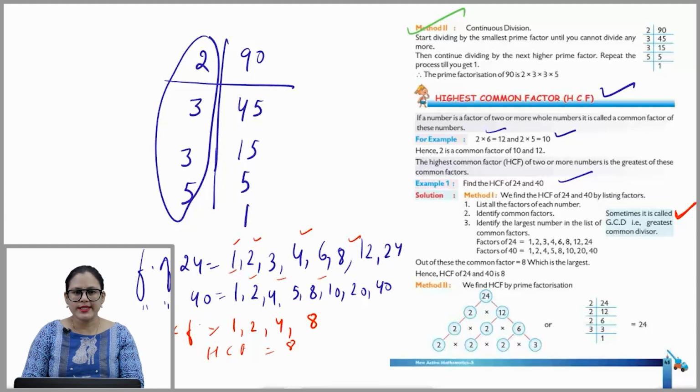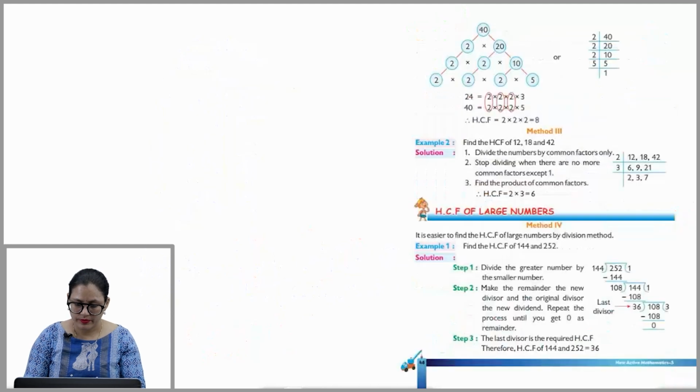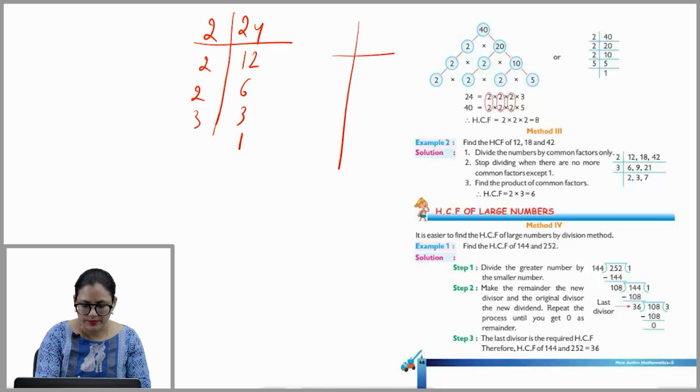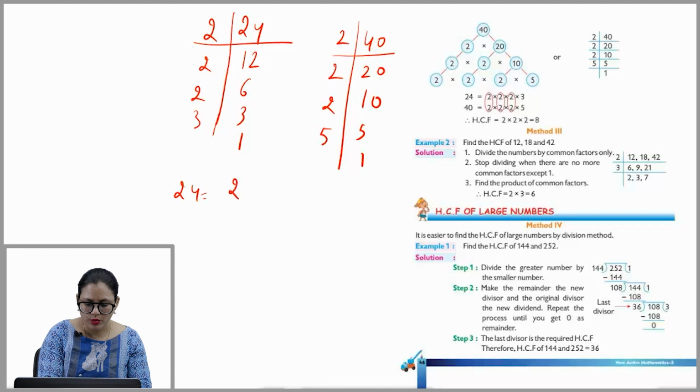Okay. Method 2 is we will find HCF by prime factorization method. We will find HCF of 24 and 40. Let's see. 24. 2 12s are 24, 2 6s are 12, 2 3s are 6 and 3 1s are 3. Okay. And 40. 2 20s are 40, 2 10s are 20, 2 5s are 10 and 5 1s are 5. Okay. So, 24 is 2 into 2 into 2 into 3 and 40 is 2 into 2 into 2 into 5.